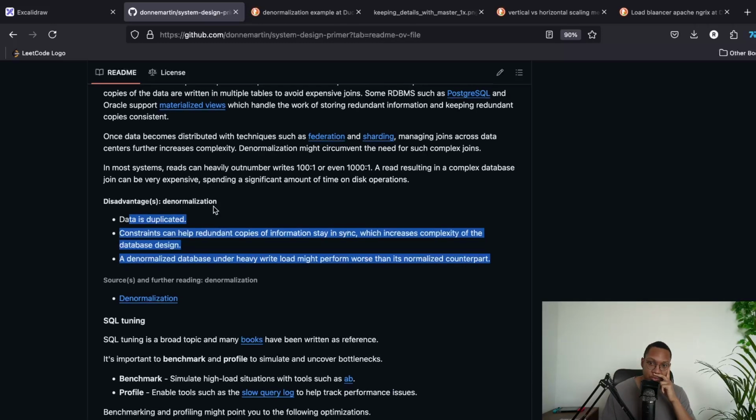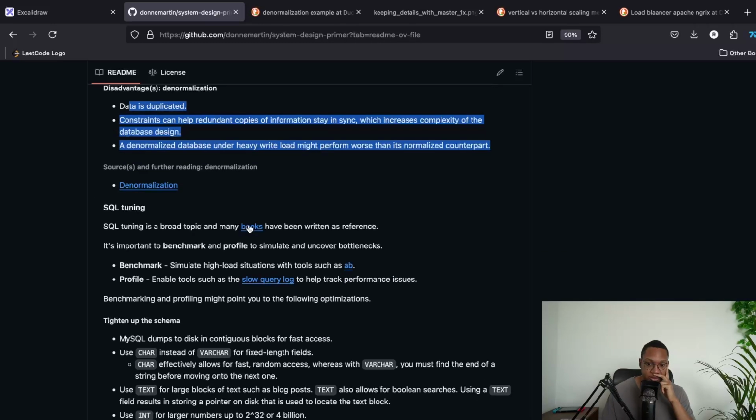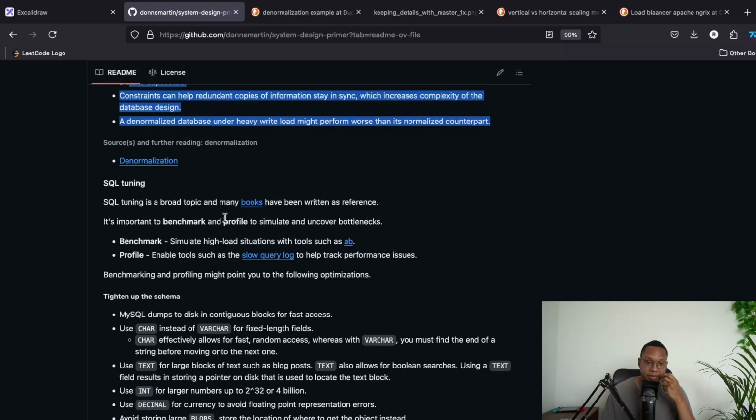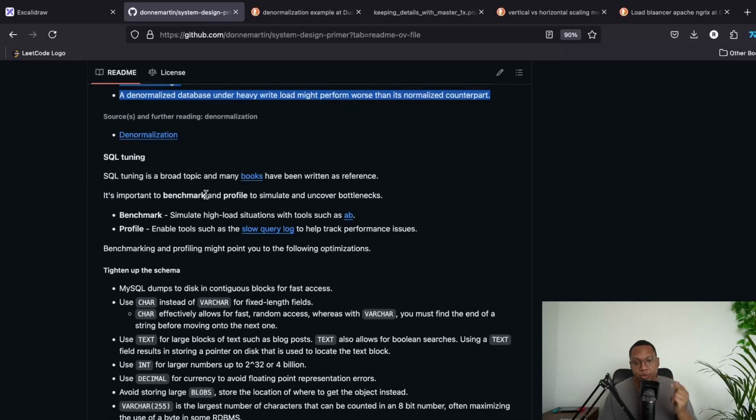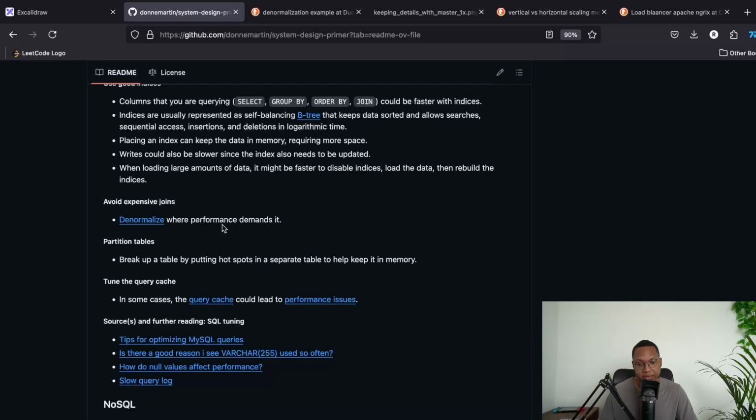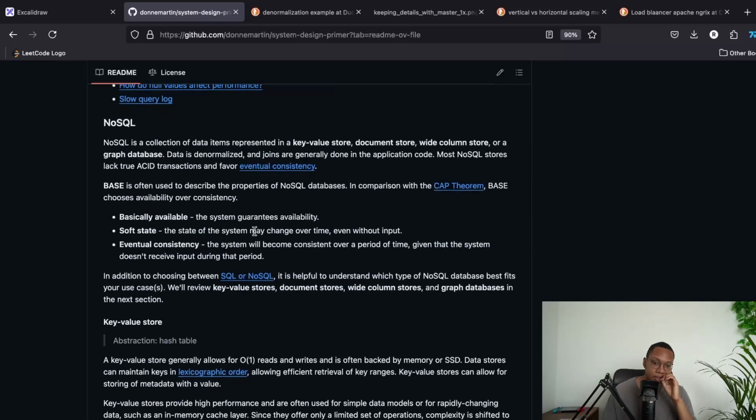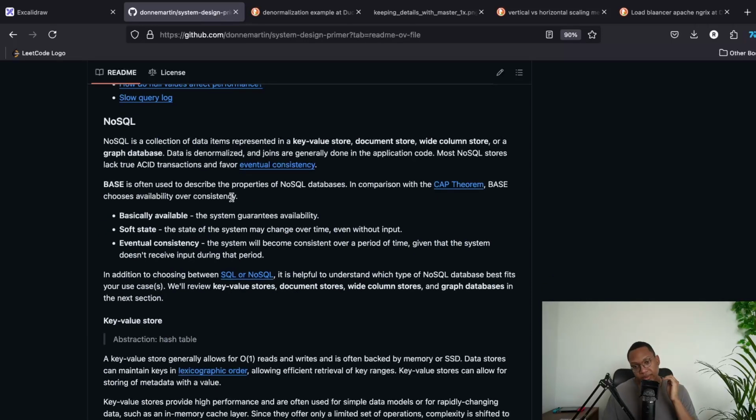You can do reads better and faster because you can have the data already. And there's SQL tuning. You can improve your SQL queries. That's a thing. Partition tables. We have NoSQL too. So it's like an alternative that's actually very competitive.